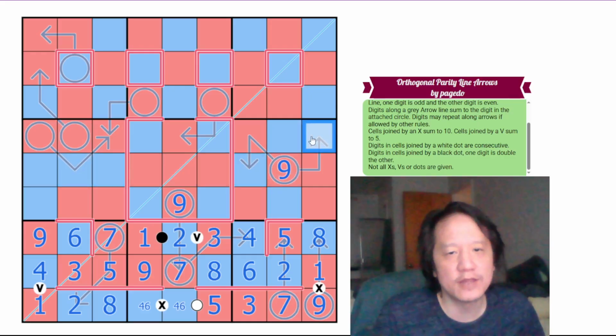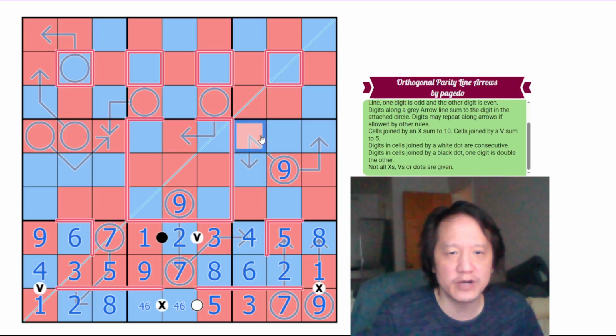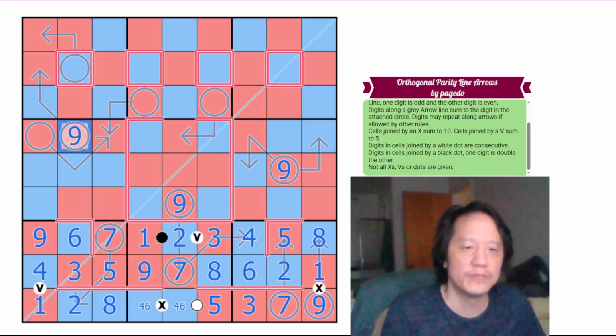Where is a 9 then in row 4? It must be an odd digit, cannot be here. Cannot be here because of the 9 in the box, cannot be here because of the 9 in the box. Cannot be on the arrow, and it can't be here because of the 9 in the column, so this must be 9 here.